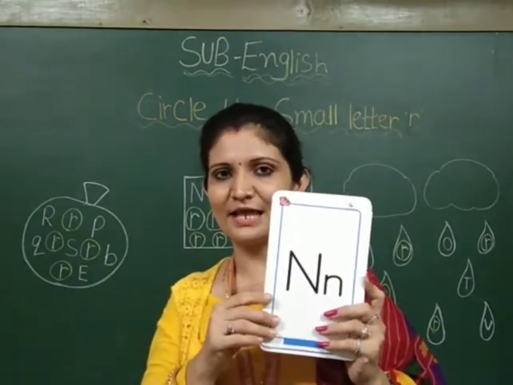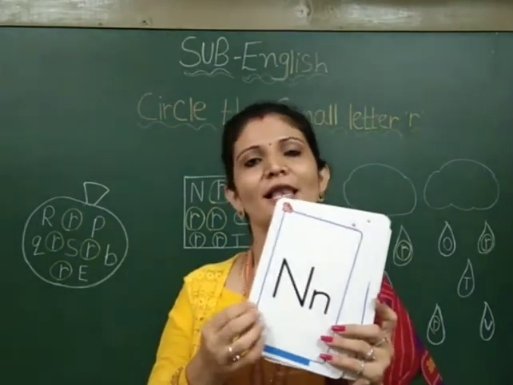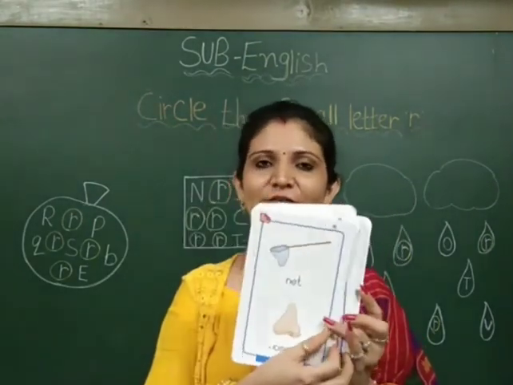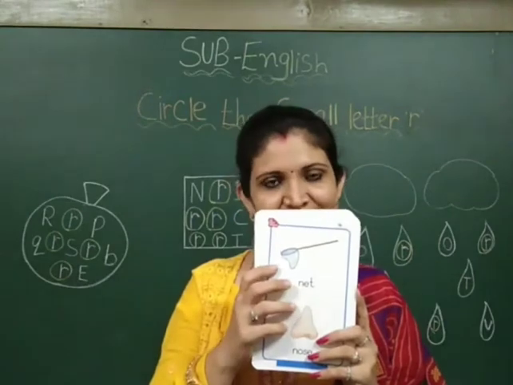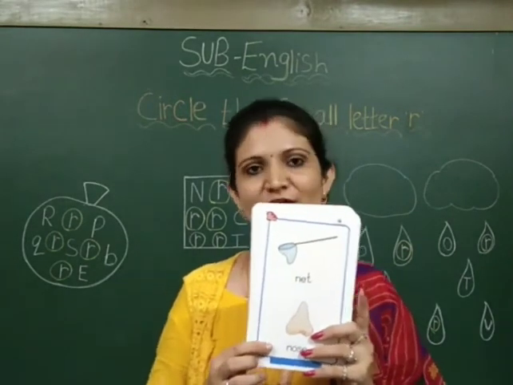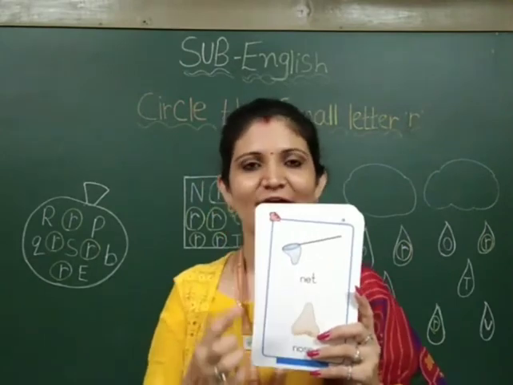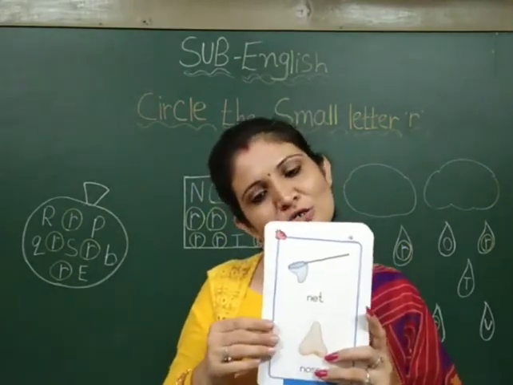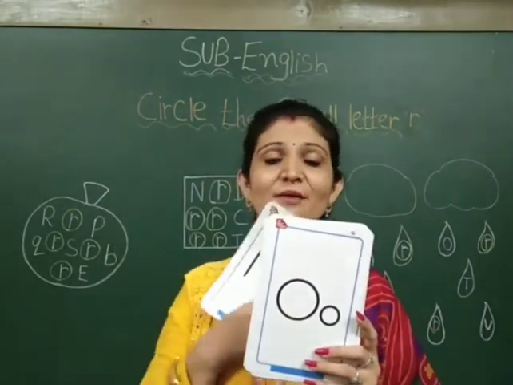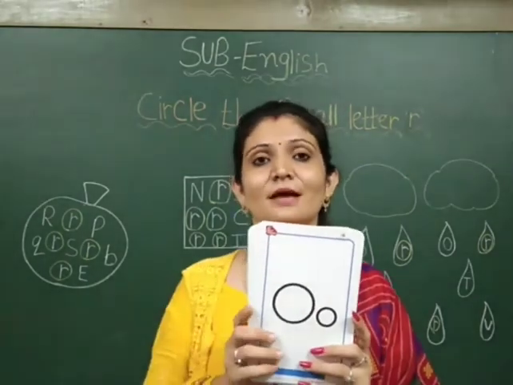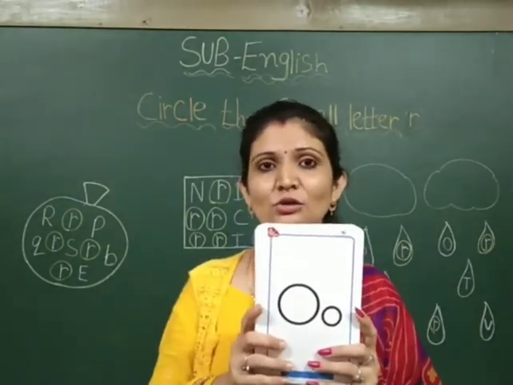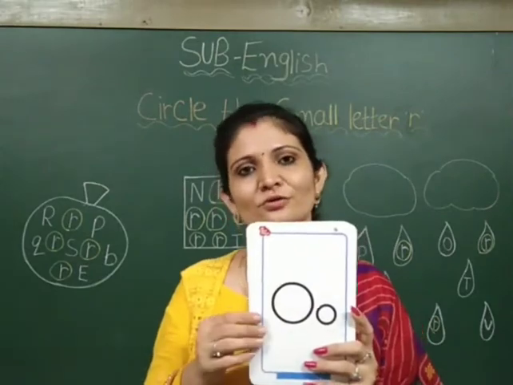This is capital N and small n. N for net and N for nose. Where is our nose? This one. N for net, N for nose. Now, which letter comes after N? M, N and then O.